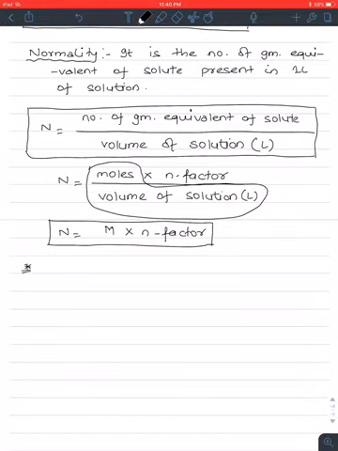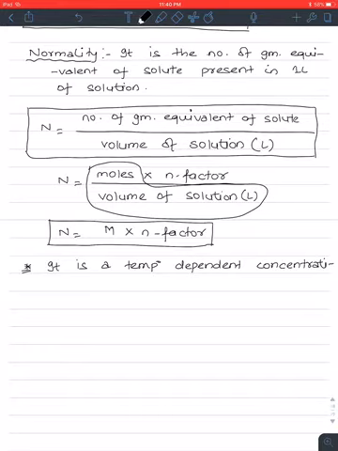So one more point, that in normality we are using volume of solution, and if volume is used, it has to be temperature dependent or independent. It has to be temperature dependent. So normality is what? It is a temperature dependent.